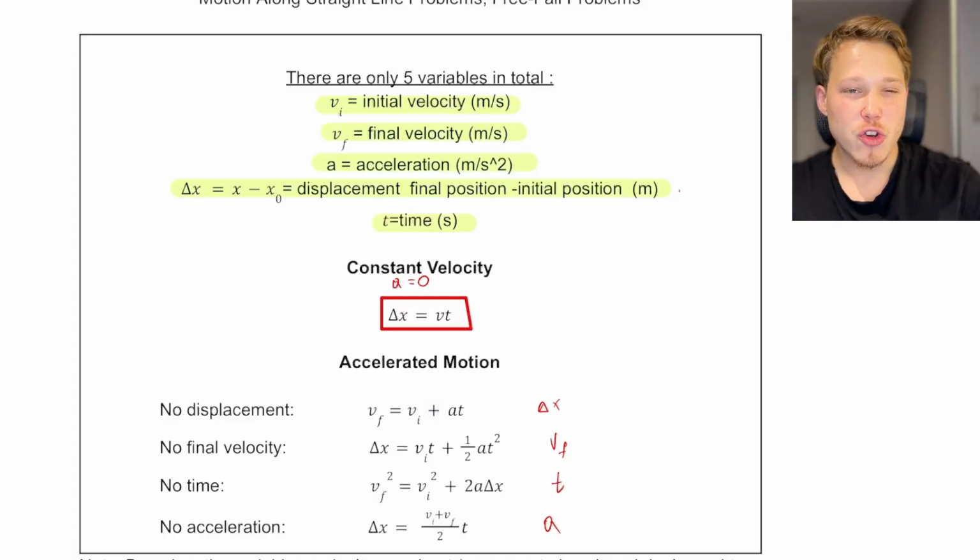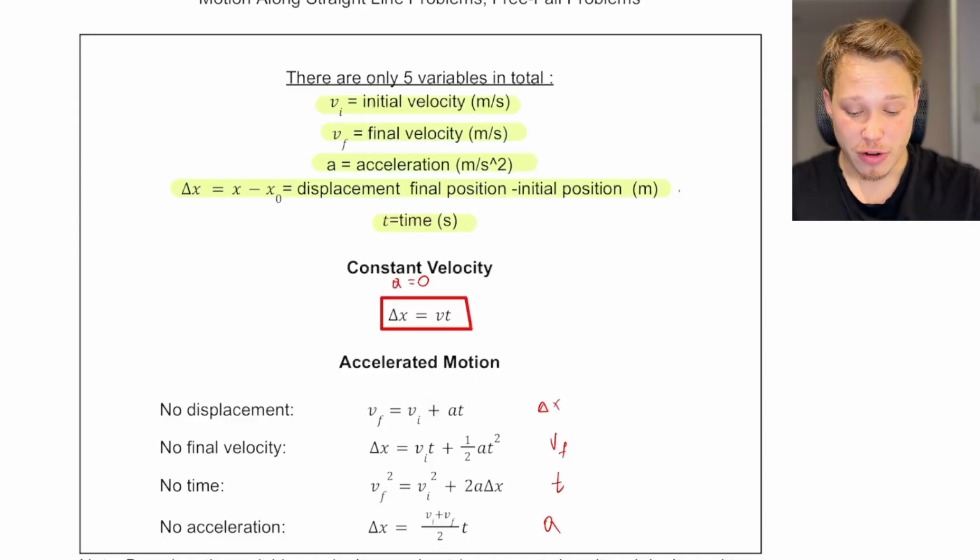So how do you know how to pick the right equation, if there's four of these equations? Well, the method is really simple. You're going to think about what variable you don't care about. Let's say in some problem, you're given final velocity, initial velocity, and acceleration, and you need to find time.